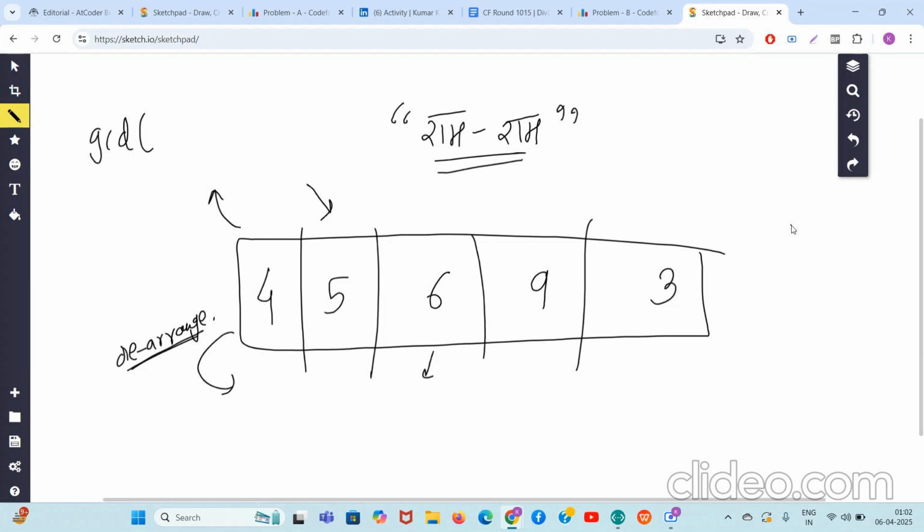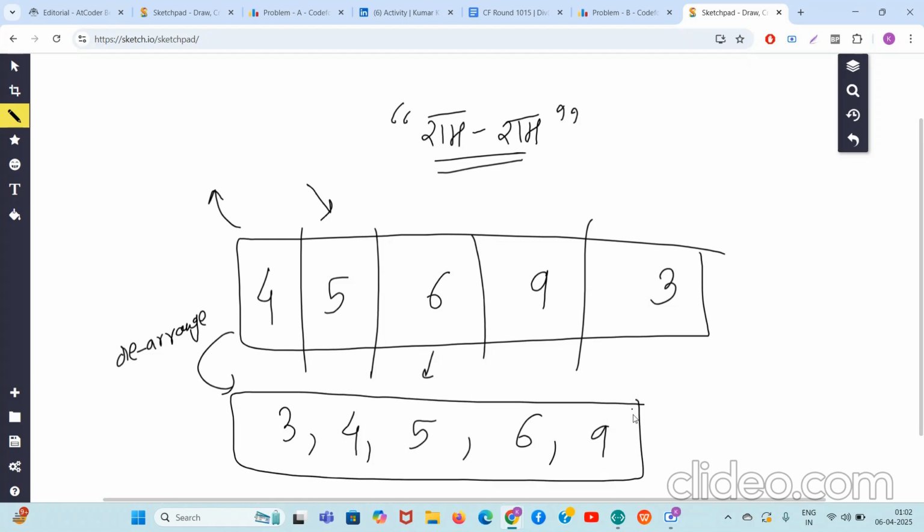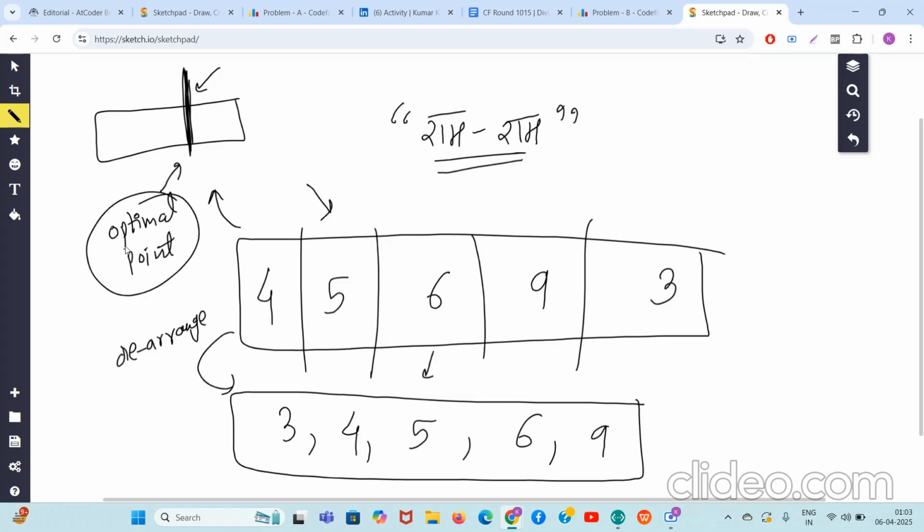So now what to do? So guys, if you rearrange it like this, 3, 4, 5, and then 6 and 9, then the problem is solved. Why? You have to decide, you have to cut the array at any particular point. You have to decide that optimal point where you have to do the cutting, okay?